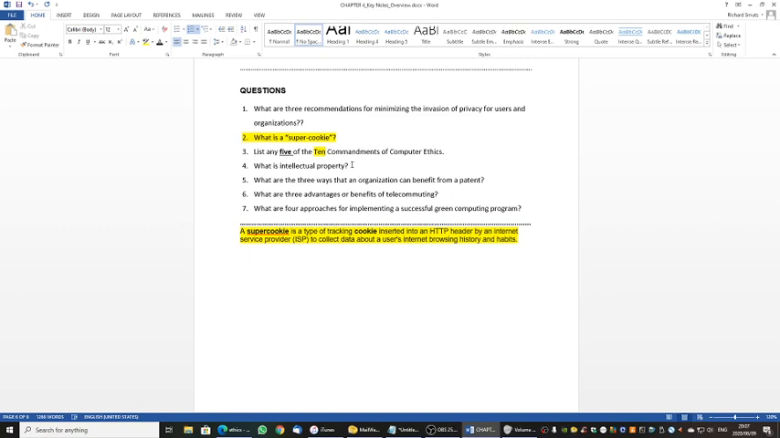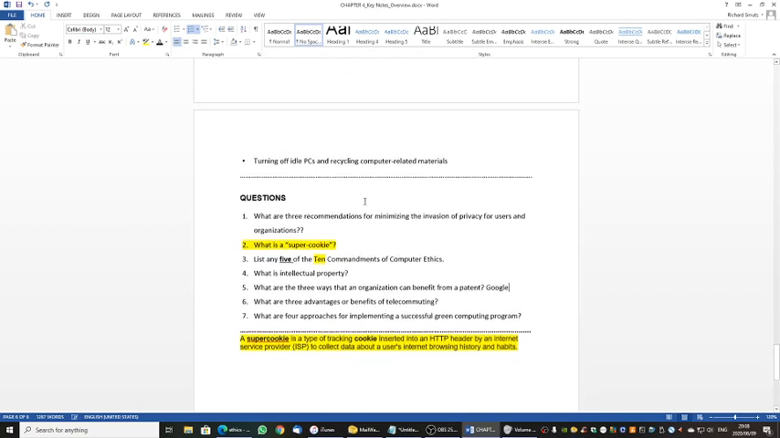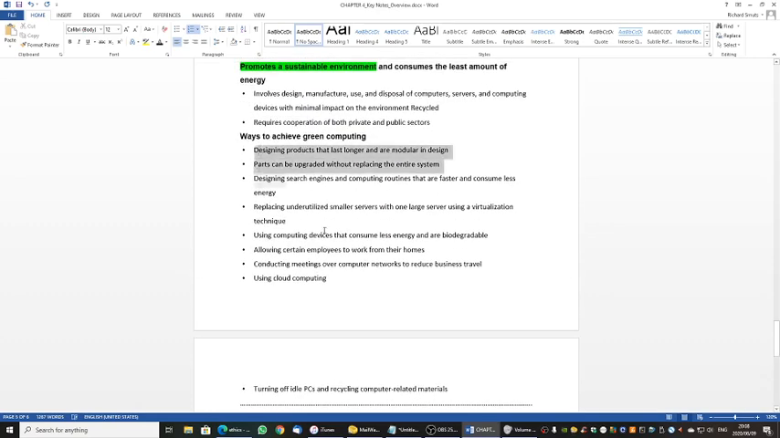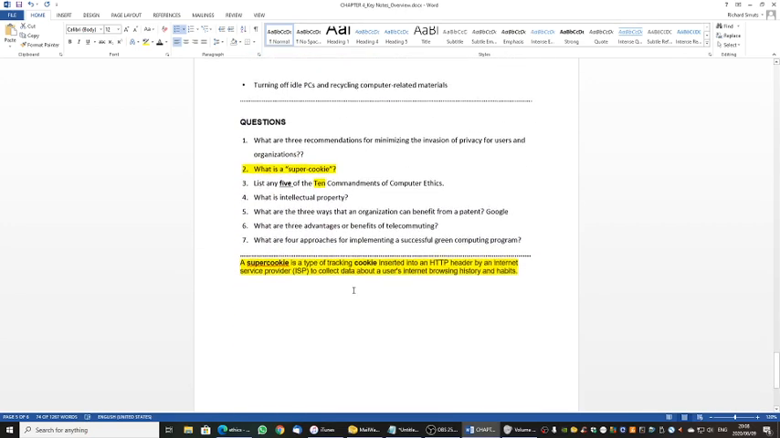What are 3 ways an organization can benefit from a patent? I haven't mentioned patents. It's not mentioned in the notes. Please do me a favor and Google what is a patent. What are the advantages and benefits of telecommuting? There are numerous. You're not driving to work. You're not harming the environment. It's green. It saves people time. And it allows companies to operate more efficiently in a virtual environment. What are 4 approaches for implementing a successful green computing program? Well, you can choose any 4 of those.